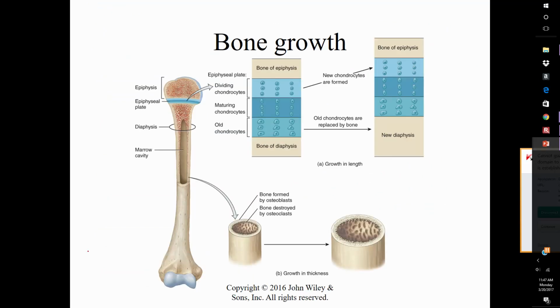All right. So how does this all work in the bones? I want you to notice that there's this area here called the epiphyseal plate. Some people call it the growth plate. What the heck's going on in the growth plate? In the growth plate, we have cartilage cells.